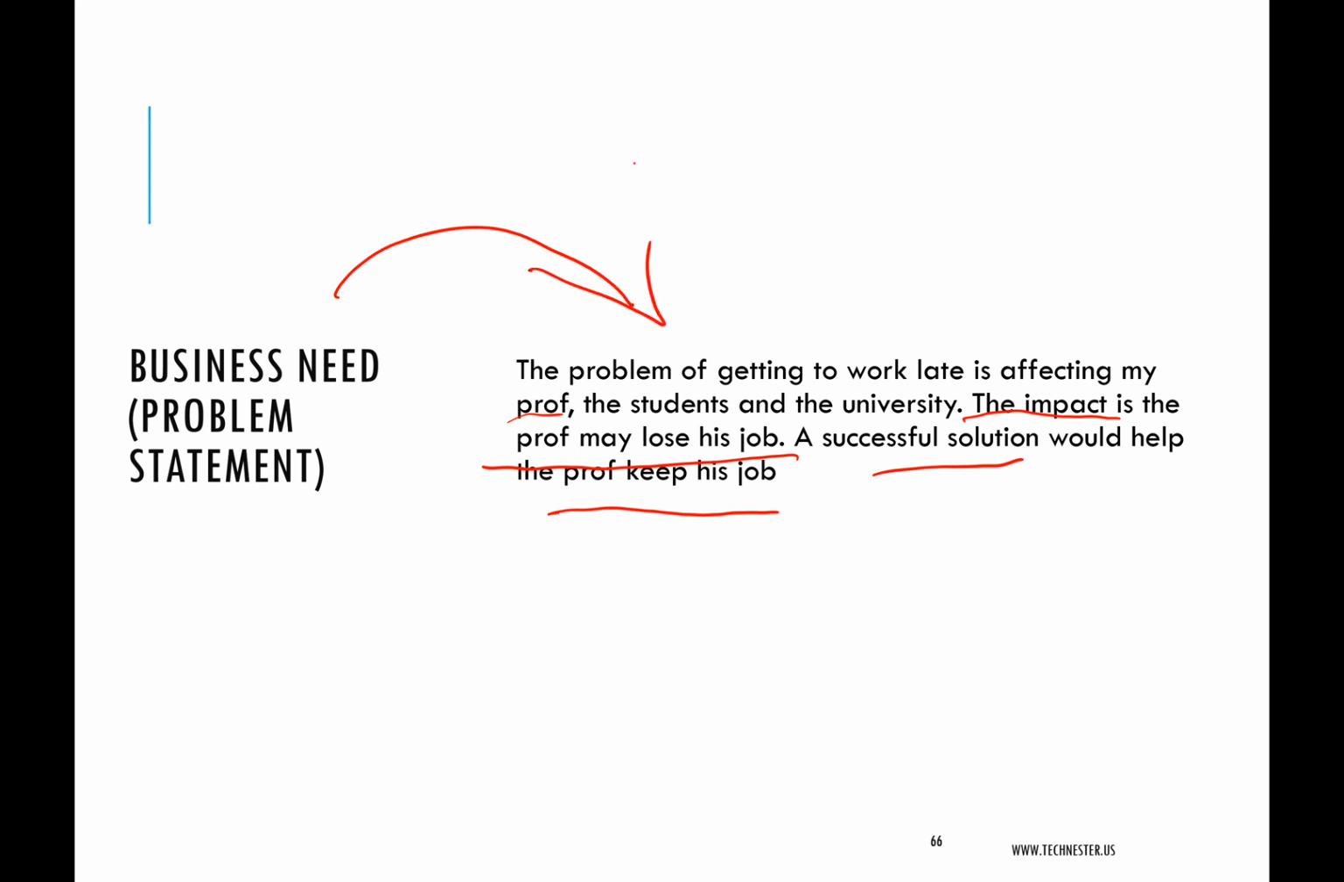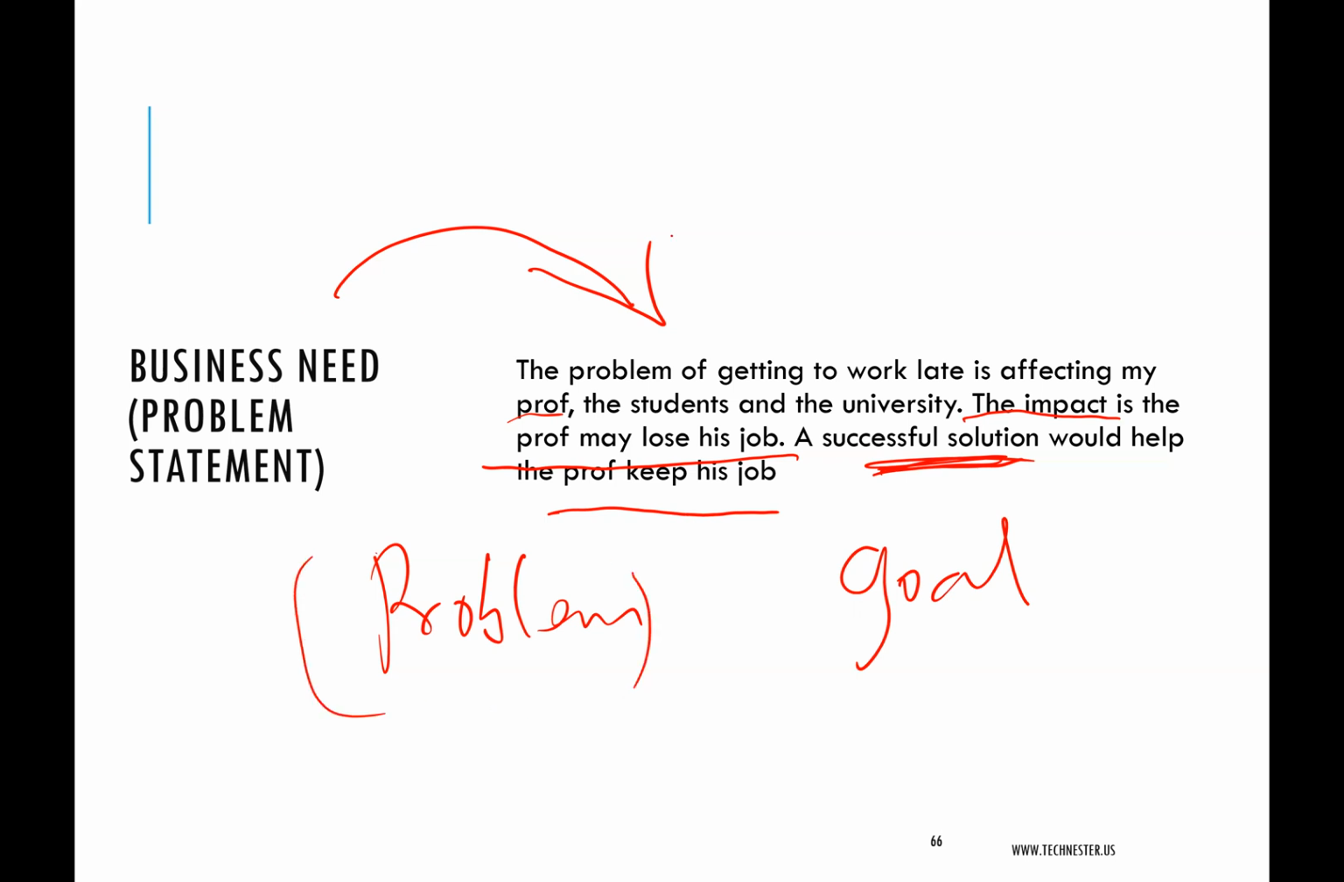In this business need, you have the problem and a likely idea of the solution, right? What the solution will do. So the goal is what we'll call the business goal. So in the business need, you now know the goal. The goal is to find a solution that will help the prof keep his job. And you know the problem. So business need contains the business problem and the goal, the business goal.